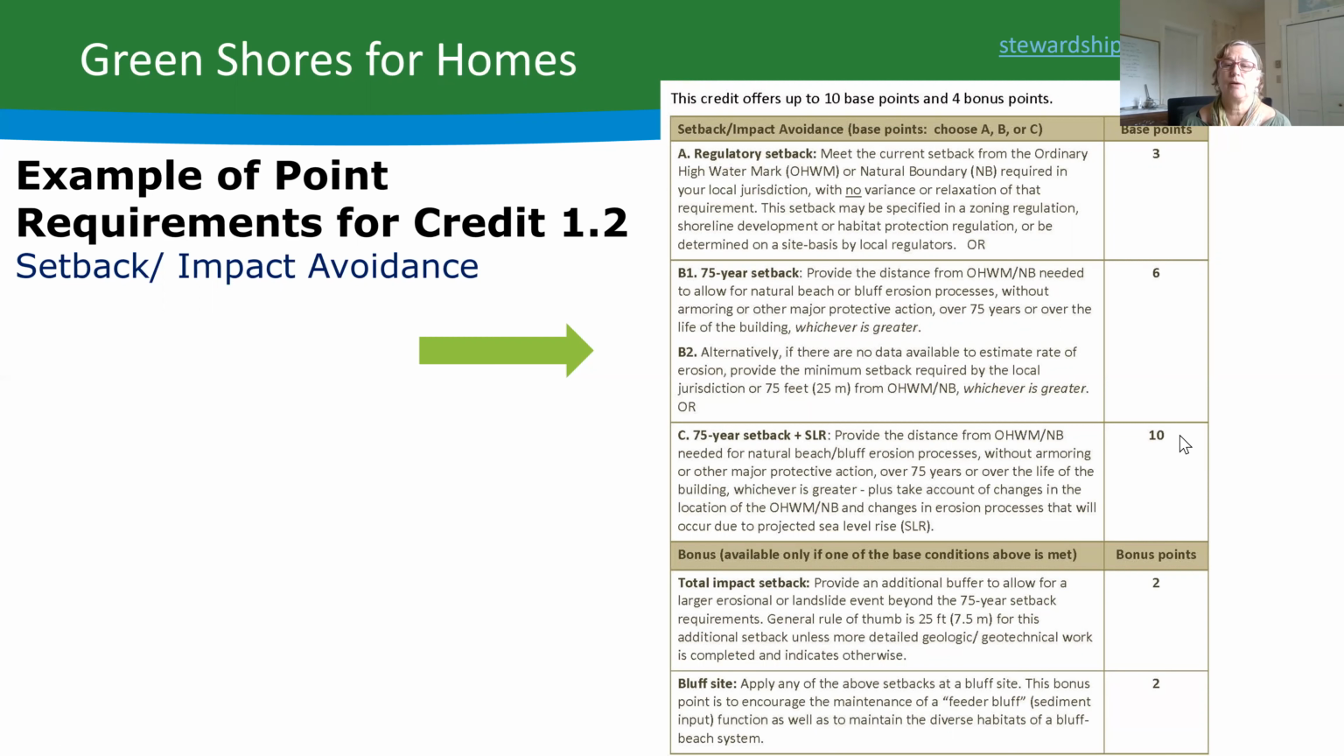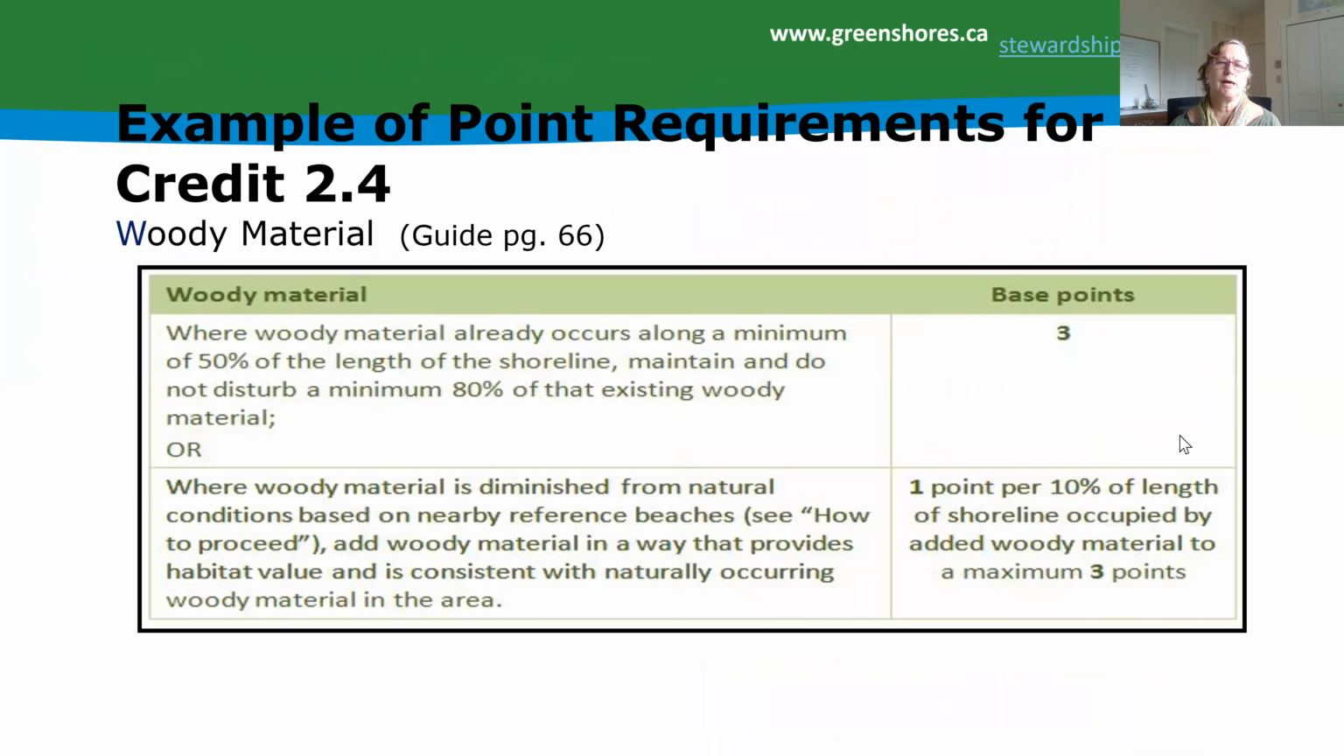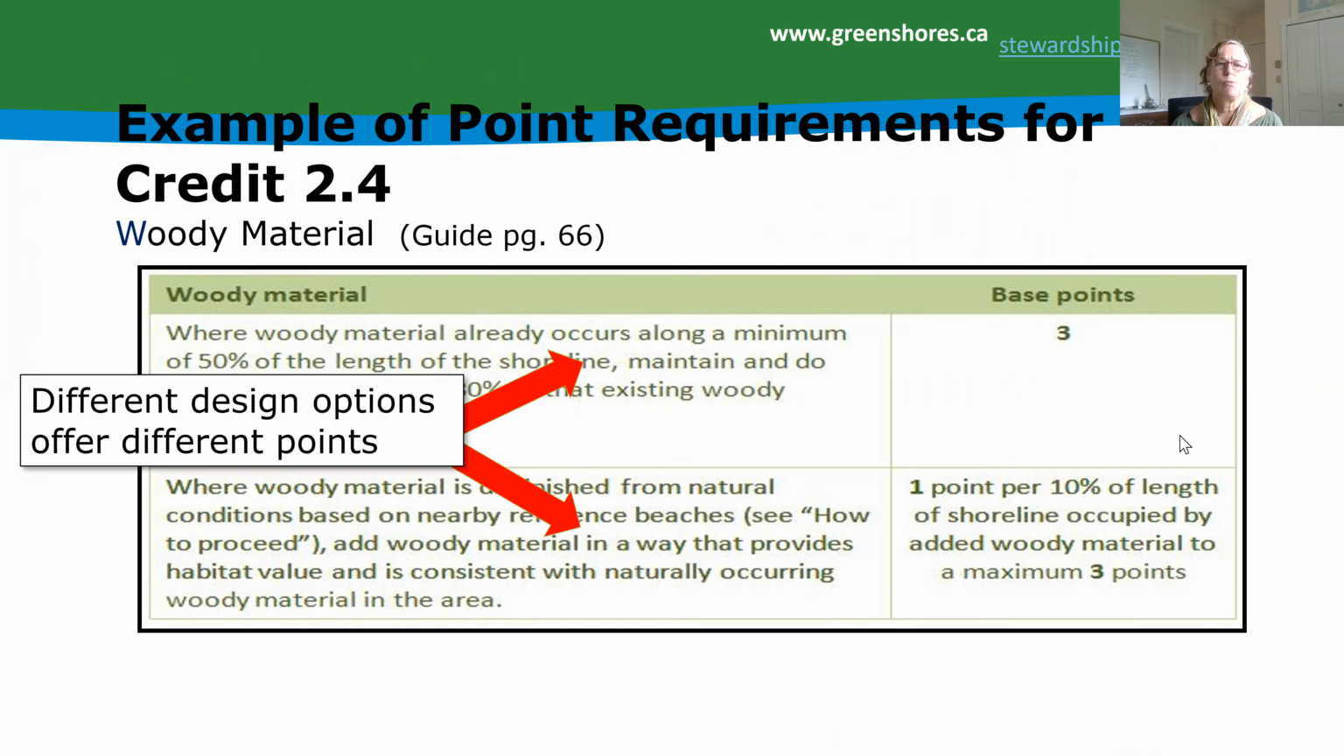And then there's also some bonus points that you can get. So you can see how you can tweak the design based on what points you want to get, and depending on what the priorities are from the project proponent's perspective, you can tweak things along that line. So looking at the shoreline habitat credits, here's an example for woody debris, where different design options offer different points. So you don't have to do it one way or another.